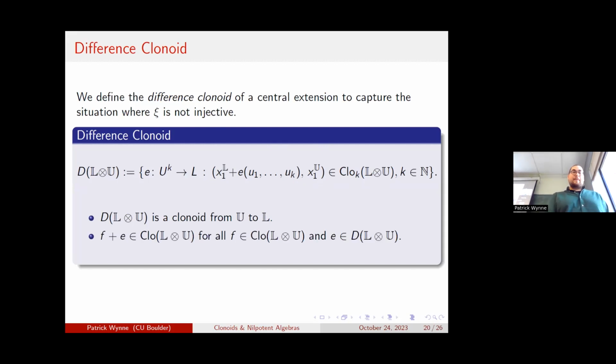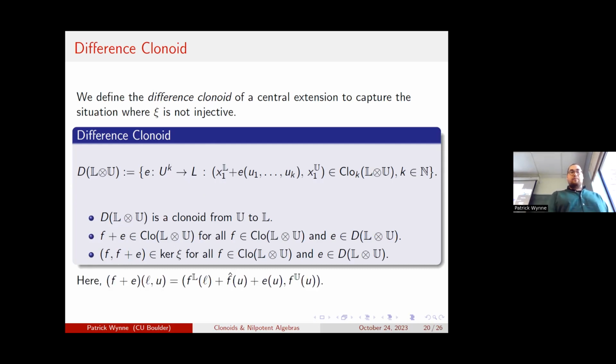And so for any function F in our clone of L ⋊ U, and any function E from U^K into L that's in our difference clonoid, we can add these functions together and we get a new function that's still inside of our clone of L ⋊ U. And the pair F and F plus E is in the kernel of this clone homomorphism for every E in the difference clonoid. So here I'm abusing notation a little bit. F plus E, I'm thinking about F plus E acting on tuples (L, U) by F^L of L plus F hat of U plus E of U, and then F^U of U in the upper component. So I'm just adding this E to the lower component here.